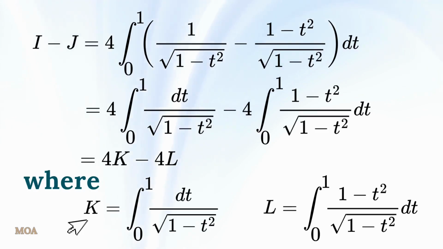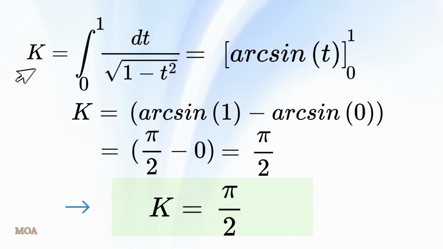divided by the square root of 1 minus t squared dt, and L denotes the integral from 0 to 1 of the quantity 1 minus t squared divided by the square root of 1 minus t squared dt. Now, let us determine the integral K.